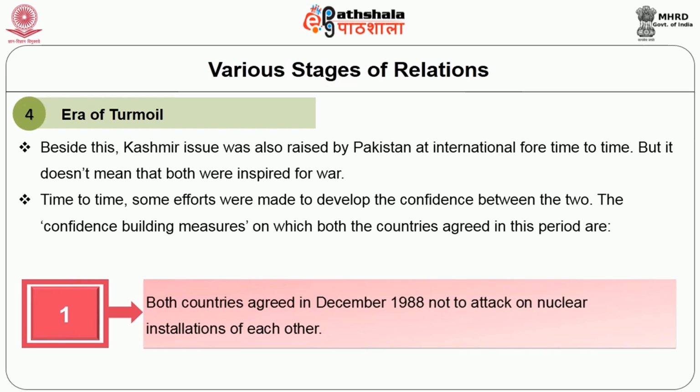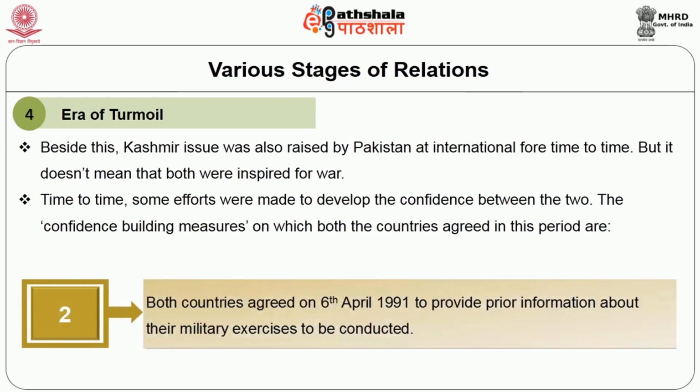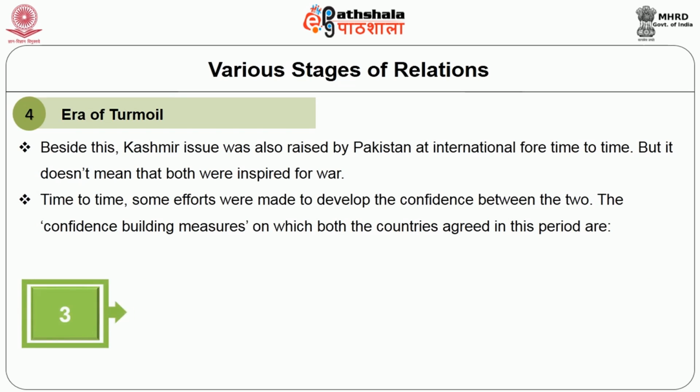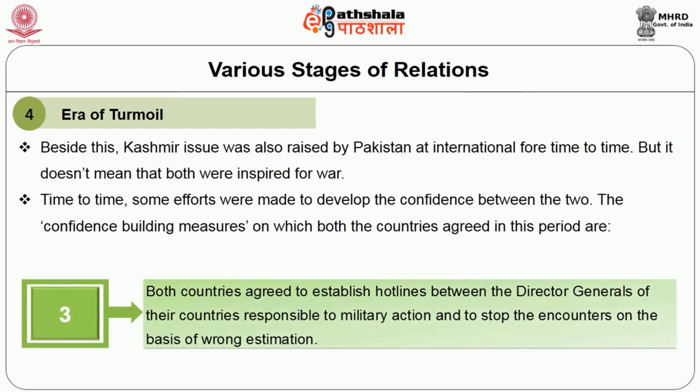Both countries agreed in December 1988 not to attack each other's nuclear installations. Both countries agreed on 6th April 1991 to provide prior information about military exercises to be conducted. Both countries agreed to establish hotlines between the director generals responsible for military operations and to stop encounters on the basis of wrong estimation.